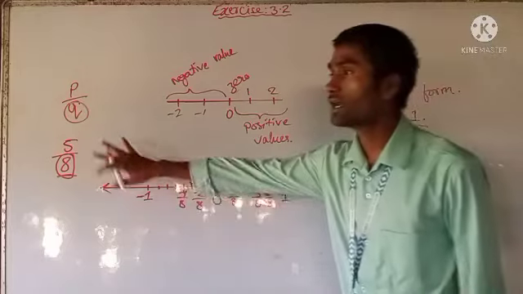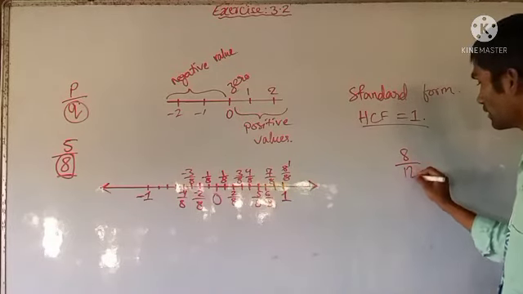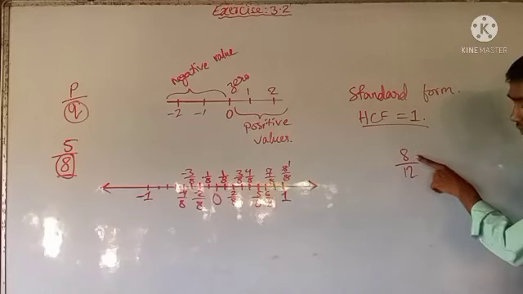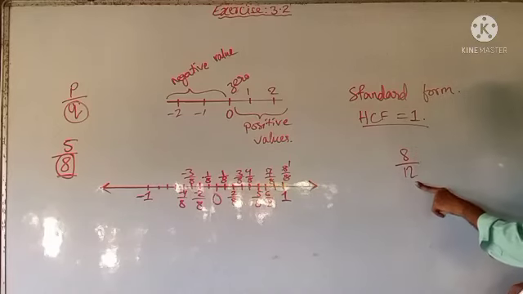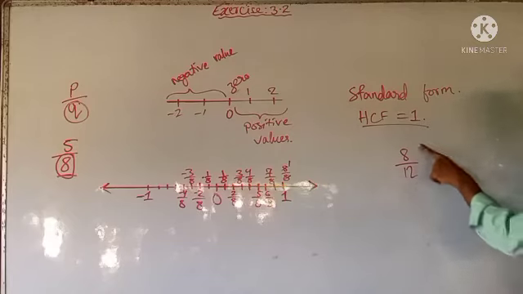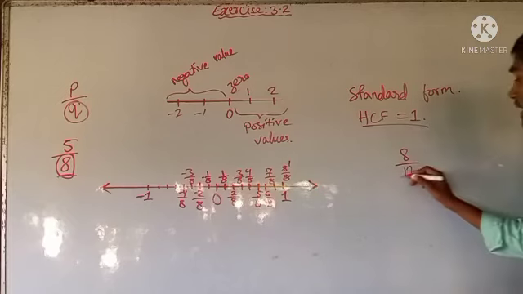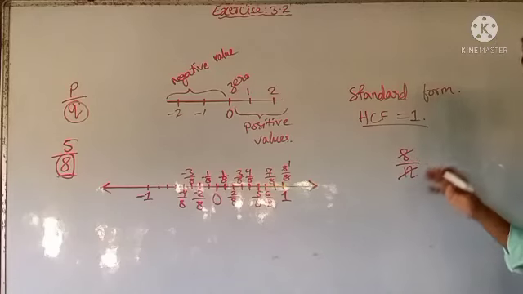And it does not have any other common factor. Like if I say 8 by 12, here 8 is divisible by 2 and 12 is also divisible by 2. So 8 by 12 is not in the standard form. If we are able to divide them, then it is not in the standard form. We can convert it to the standard form by dividing by their common factor.